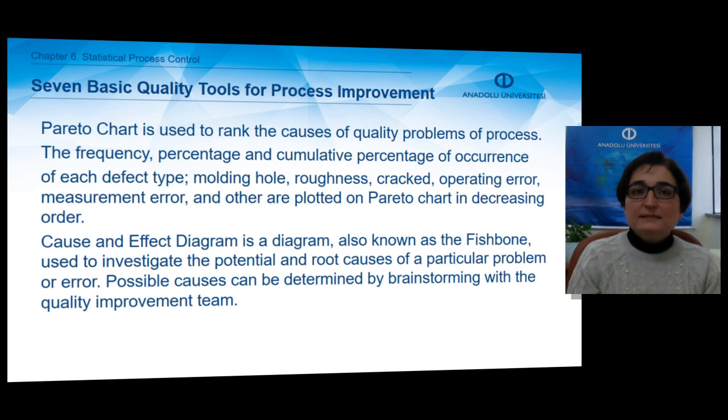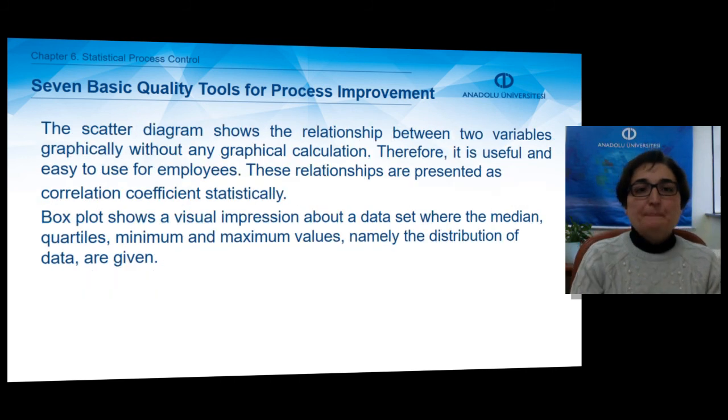Priority chart is used to rank the causes of quality problems. Cause and effect diagram, also known as the fishbone, investigates the potential and root causes. Scatter diagram shows the relationship between two variables graphically without any calculation. Box plot shows a visual impression of a data set, with the median, minimum, and maximum values.